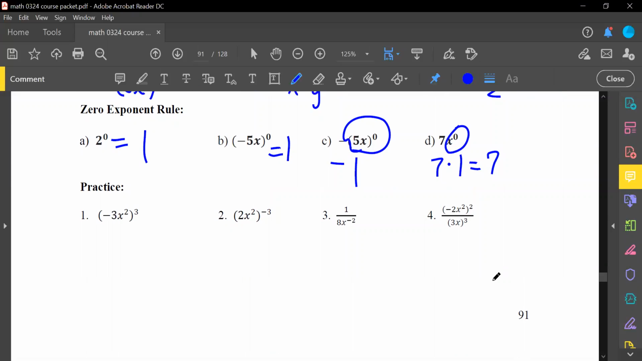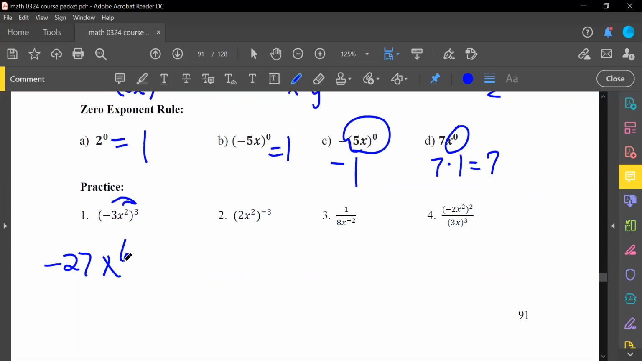Okay, so we have some practice. I'll work through those. The first one, if I cube everything, I cube the -3. So -3 times -3 times -3 is -27. X squared cubed, you're going to multiply the exponents and you're done.